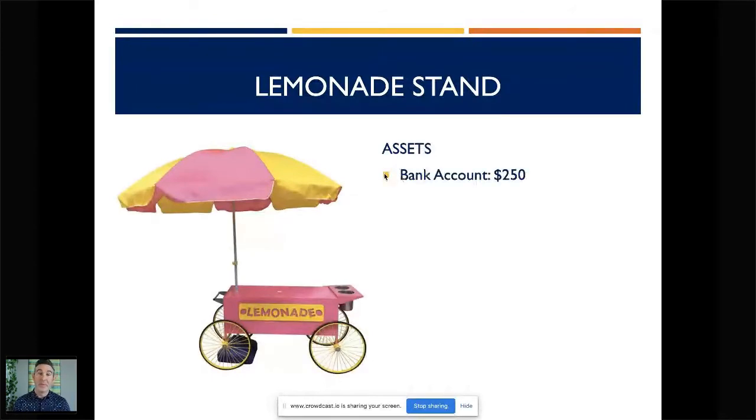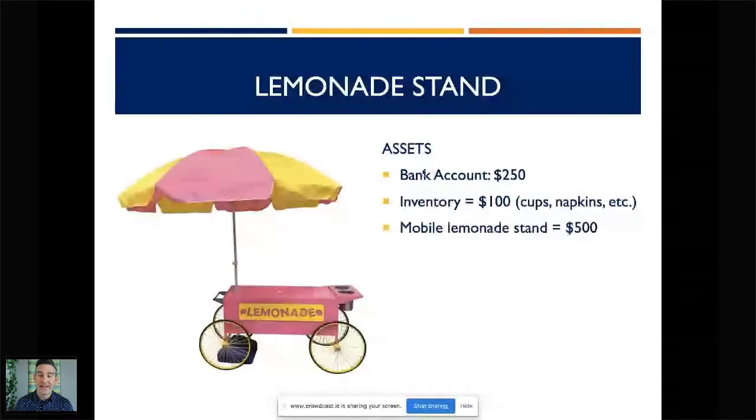Let's say that you have a bank account with $250. You have inventory, so you maybe have cups and napkins and that kind of thing, $100 worth. You have the stand itself, which is a nice stand, $500 is what you bought it for. And then maybe you have a nice juicer, $150. So altogether, that's $1,000.